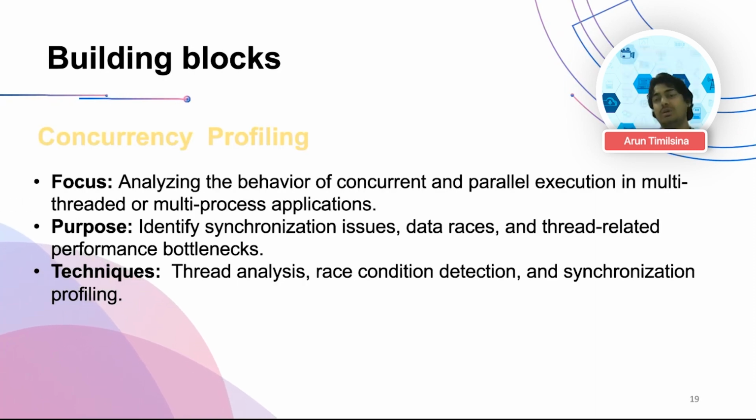The next most important thing is concurrency profiling. Since at a point of time there will be concurrent users trying to access our application, we have to be focused on the behavior of concurrent and parallel execution in multi-threaded and multi-process applications. If there are any parallel processes within our application, how will they behave?